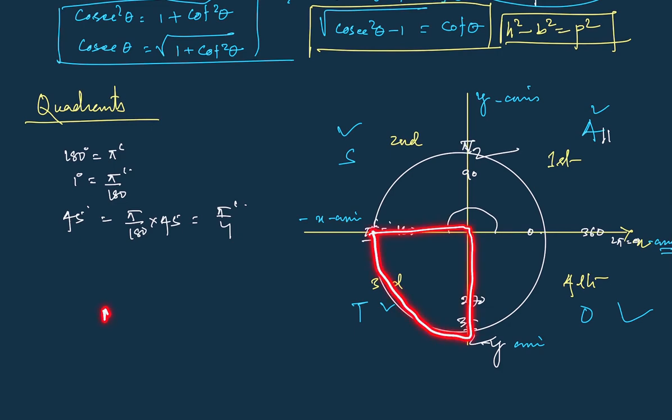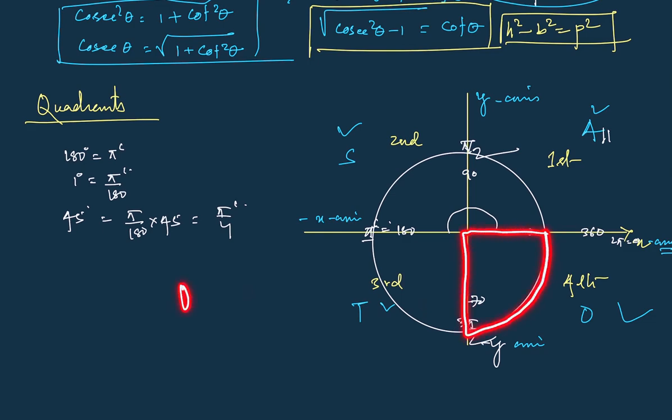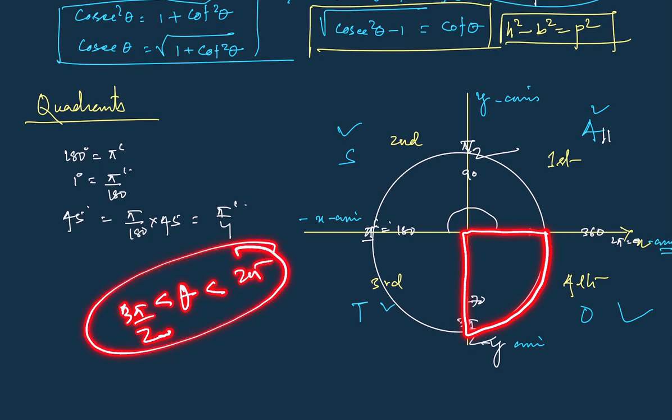Next comes the third quadrant. Third quadrant means our theta will be between pi and 3 pi by 2. When the angle theta is between pi and 3 pi by 2, only tan is positive. If tan is positive then cot will be positive. Similarly, going to the right-hand side, the fourth quadrant. In the fourth quadrant, our theta will be between 3 pi by 2, that is 270 degrees, and 2 pi. Only cos theta will be positive and sec theta will be positive, because sec is equal to 1 by cos theta.